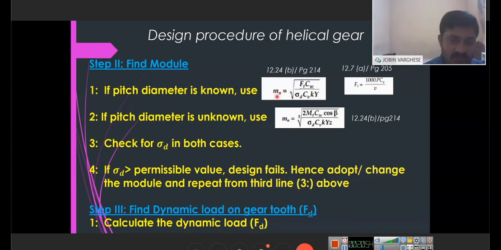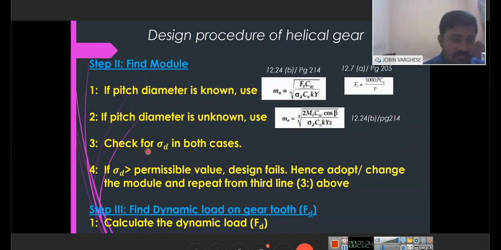However, in the case of spur gears, the equation is different. The module is represented by m. In this case, Mn is about the normal, since the gear is inclined. We are taking the module as the normal module, Mn, and all the calculations are based on Mn, not on m. And from this we will find it out. If the pitch diameter is unknown, then the equation is changed and we use a different equation. You can refer to the data book to see these equations.